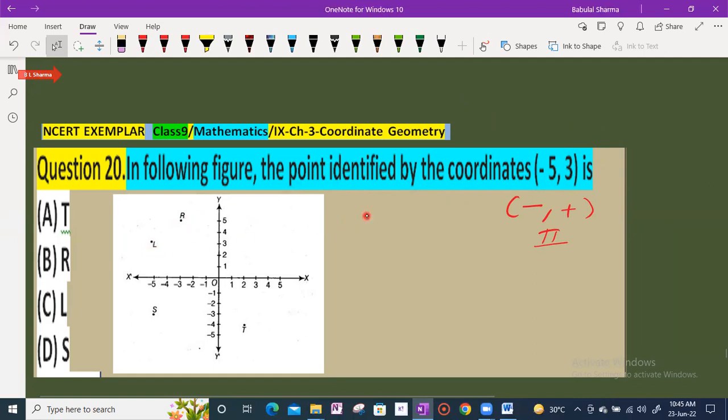हम इस L का कोऑर्डिनेट चेक करते हैं. देखिए, for the x coordinate you draw perpendicular on x axis, so x coordinate of this point is -5. For y coordinate you draw perpendicular from this point on y axis. इस point L से y axis पे perpendicular draw करिए और ये है 3. So the coordinate of this point L are -5, 3, and here is also -5, 3. So this point is L point. C is the correct option.